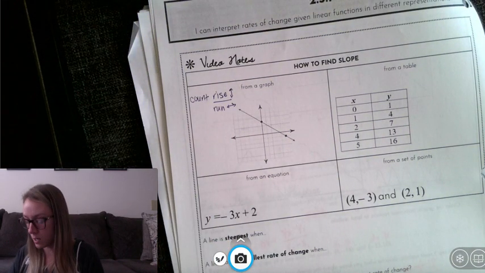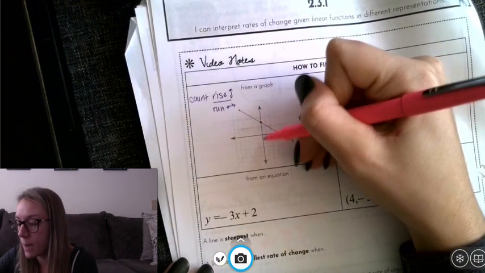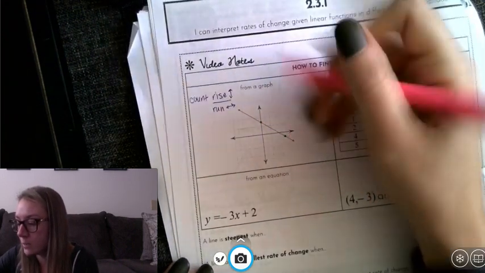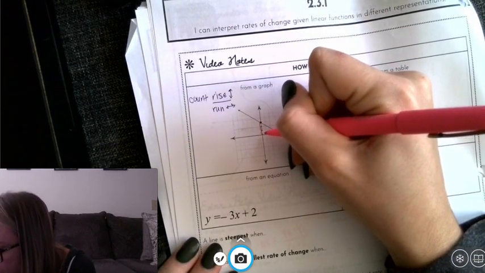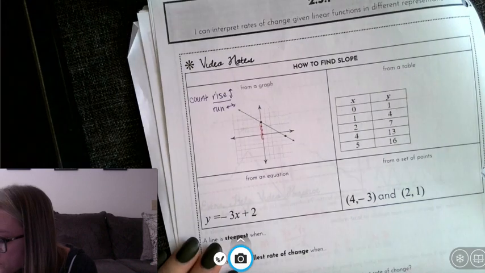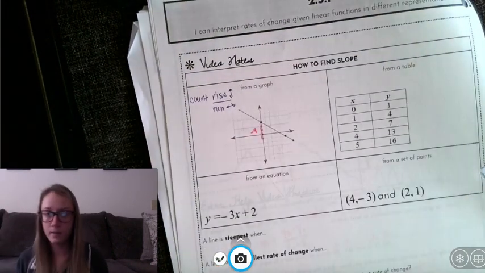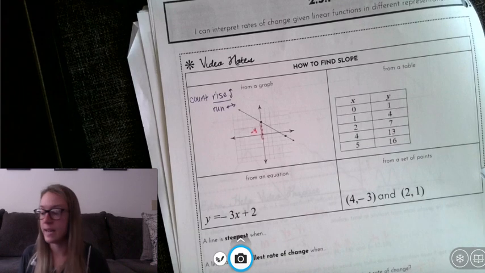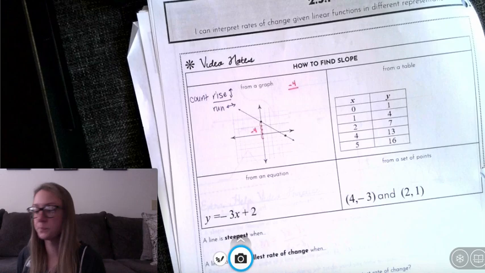So I'm going to start at this point here. And if I'm going up and down, I actually need to go down to get to this point. So I'm going to go down 1, 2, 3, 4. And because I went down, that is going to be negative. So my rise is -4. So over here I have -4 as my rise.